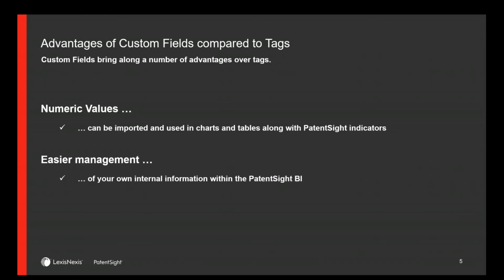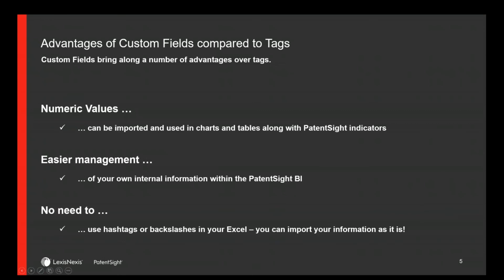Next, custom fields are much easier to manage than tags. So your own internal information within the PatentSight BI is much easier to manage. And finally, there is no need to use any hashtags or backslashes in your Excel files. So you can just take your information as it is and you can just import it. As you might know, when you try to make a tag, you need to use this hashtag. If you want to make a folder structure, you would have to work with backslashes. This is no longer necessary when you're working with custom fields.